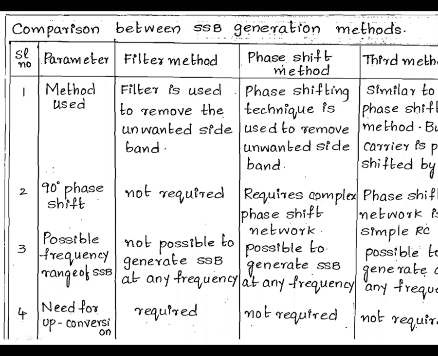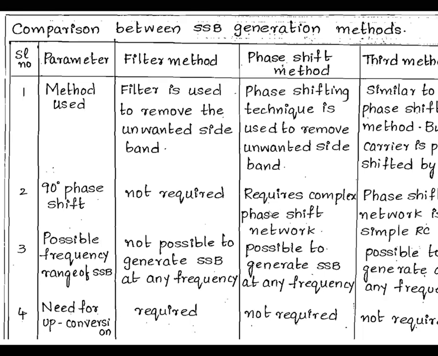It should be a complex network. And the third method also required. So here, in the third method, use the phase shift network, but by using the RC simple circuit to provide the phase shifter in the third method of generation.